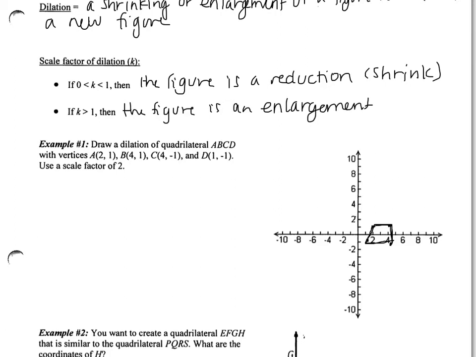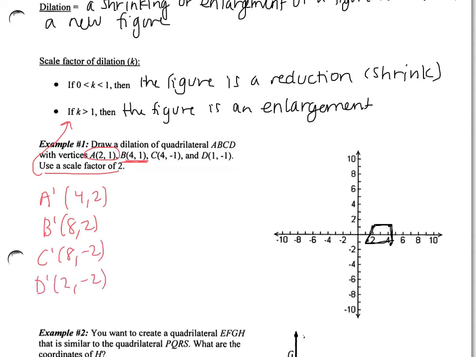And now we have to draw a dilation. Let's use a scale factor of 2. Using the above rule, if k is bigger than 1, and 2 in this case is bigger than 1, the figure is an enlargement. So it means we're going to be taking the figure that we have here and blowing it up. To find the new coordinates, all you do is multiply the old coordinates by 2, your scale factor. So our new A, which I'm going to denote A prime, is going to be 4, 2. I just took 2, 1 and multiplied by 2. The new B is going to be 8, 2. Again, I just took 4, 1 and multiplied by 2. And then C is going to be 8, -2, and D is going to be 2, -2.